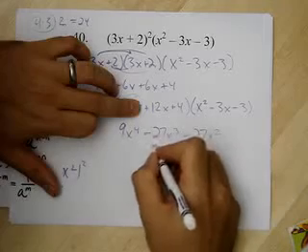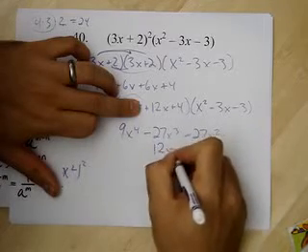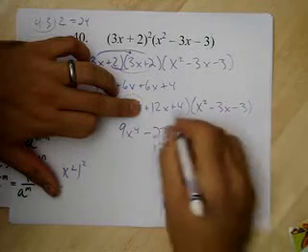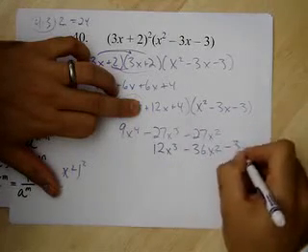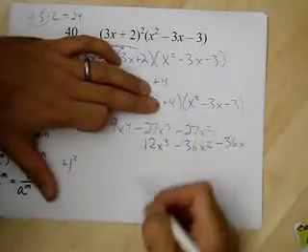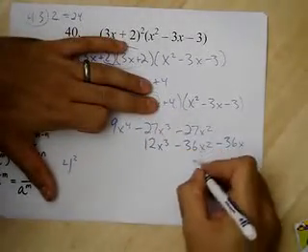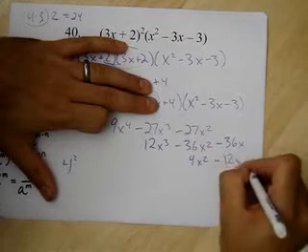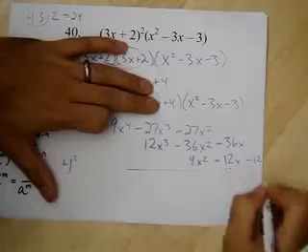I get 12x to the 3rd. I'm going to put it underneath the x to the 3rd. Negative 36x squared, minus 36x. And finally, I'm going to distribute my 4. 4x squared minus 12x minus 12. Alright, almost done.